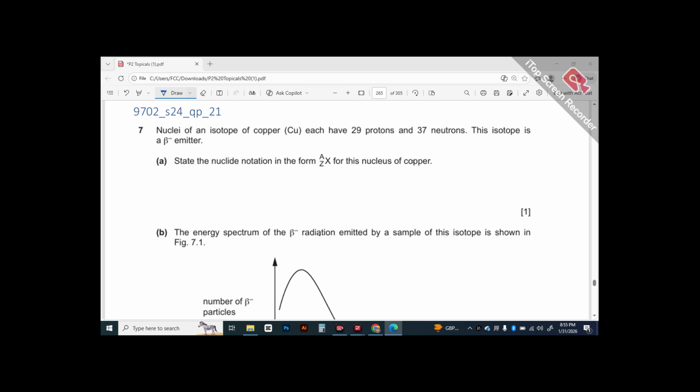particle physics. The very first question that we have from May June 24 says nuclei of an isotope of copper each have 29 protons and 37 neutrons. This is a beta negative emitter. State the nuclide notation for the nucleus of copper. If it is copper, the number of protons is mentioned to be 29. The number of nucleons has to be protons plus neutrons. That is 29 plus 37, which is 66.